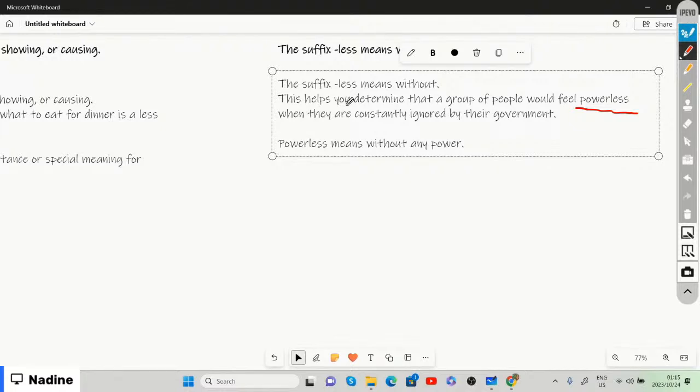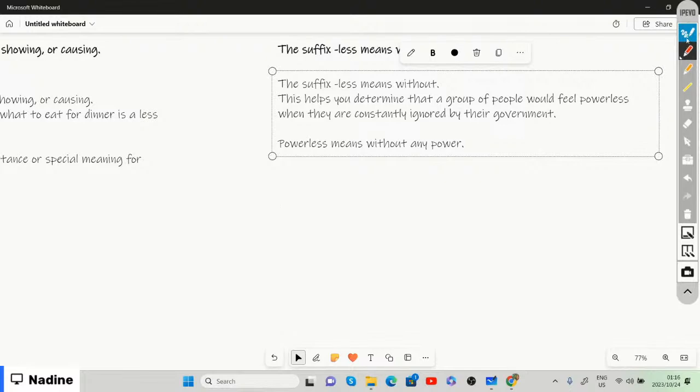And we basically depend on the government to render services, right? So the majority of people would feel powerless if they are ignored or don't get the necessary services from the government. And powerless means without power. It doesn't necessarily have to mean strength, right? But they will be powerless. It is without power.